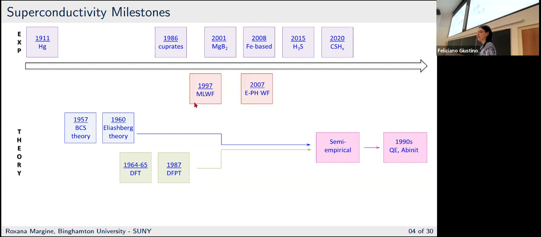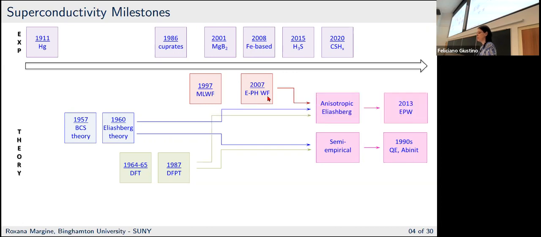Eliashberg formalism was the development of maximally localized Wannier functions that we already learned about on Monday and Tuesday, and then the methodology developed by Giustino in 2007 to do interpolation of electron-phonon matrix elements based on this Wannier-Fourier interpolation technique. And as you will see today, this has enabled solution of the Eliashberg equations in the anisotropic form.